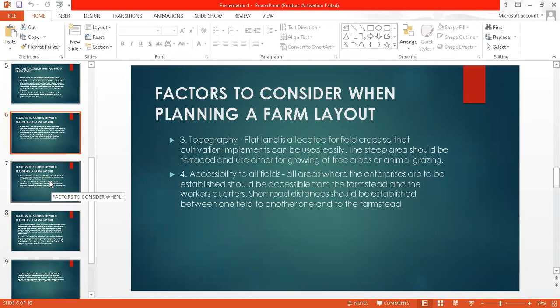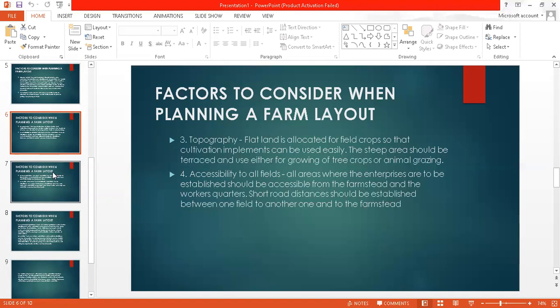All areas where the enterprises are to be established should be accessible from the farmstead and the workers' quarter. So there should be short road distances, which will be established between one field to another, and also the farmstead. You should not walk for long distances when you want to access your crops or your animals.